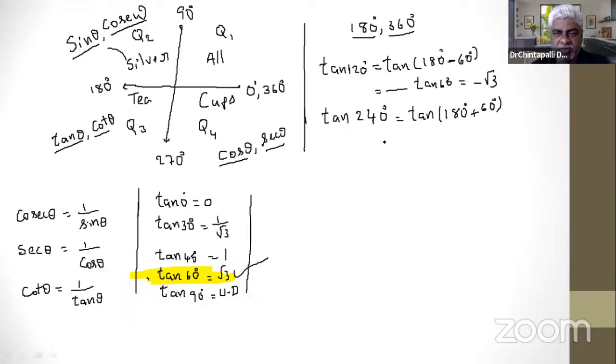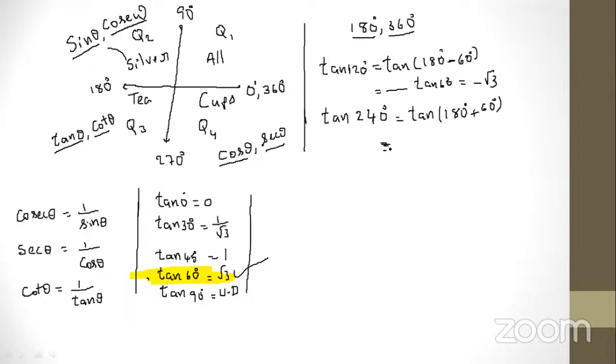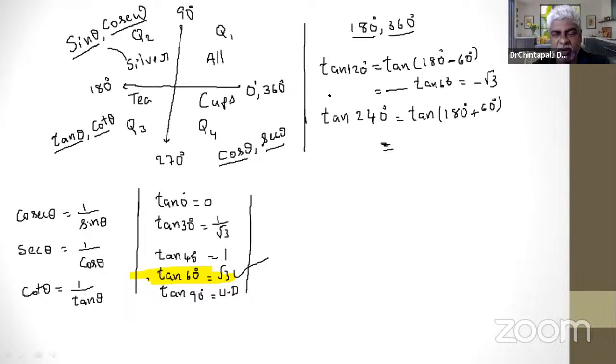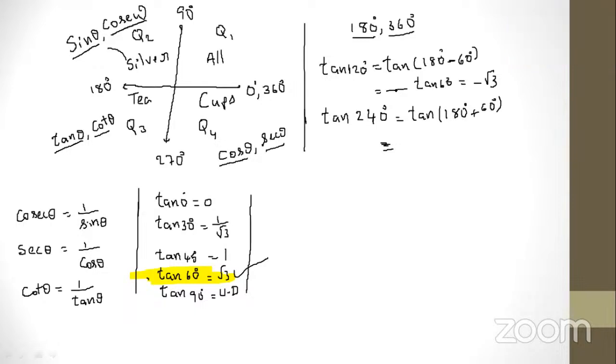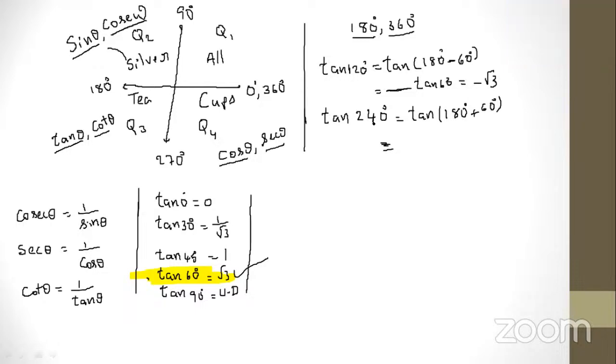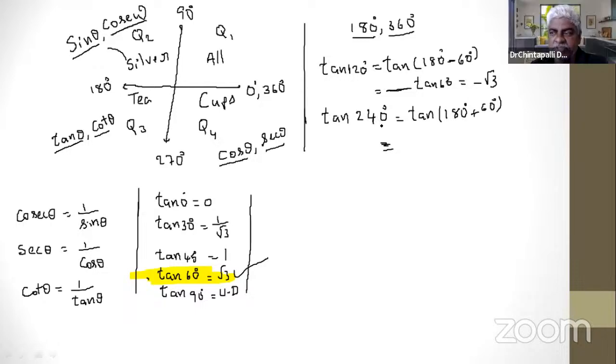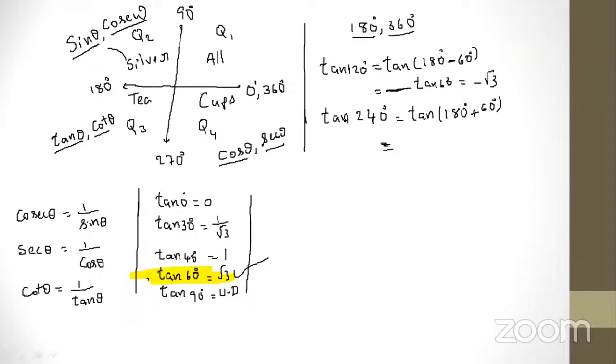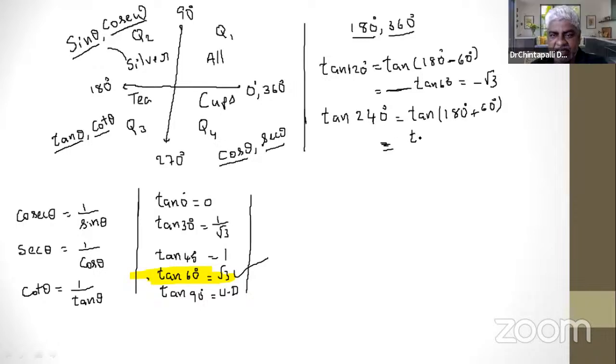This 240 degrees belongs to which quadrant? Third quadrant, sir. In which tan theta is positive or negative? Positive, sir. So we should not write this negative. In the previous calculation, negative is written because 120 degrees belongs to second quadrant. In this case, 240 degrees belongs to the third quadrant, in which tan is positive. So it will be tan 240 equals tan 60 degrees only.